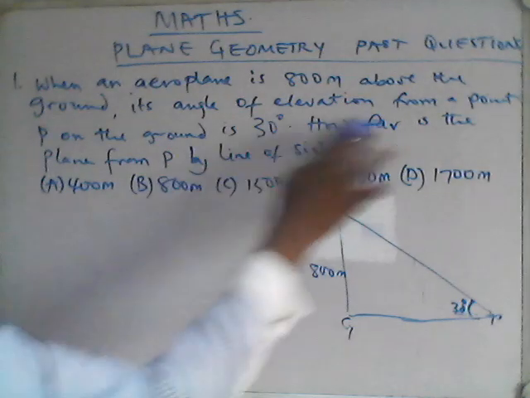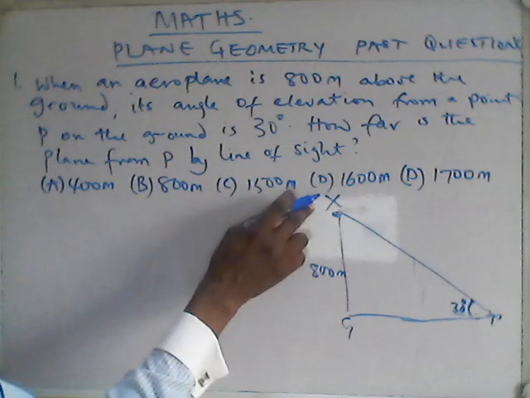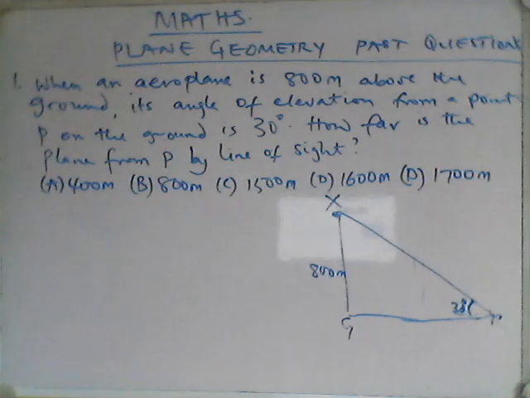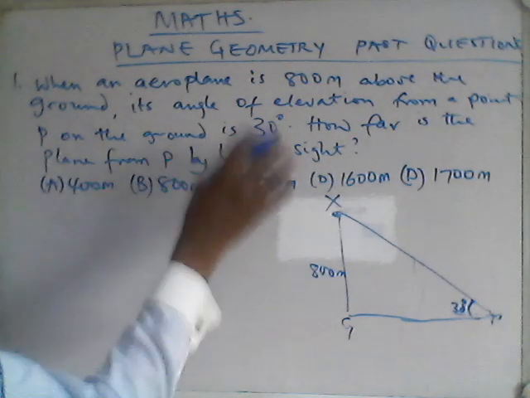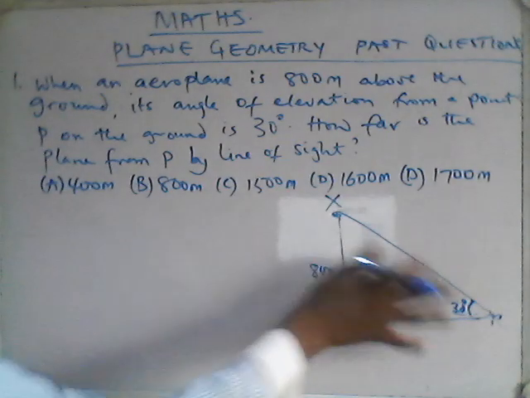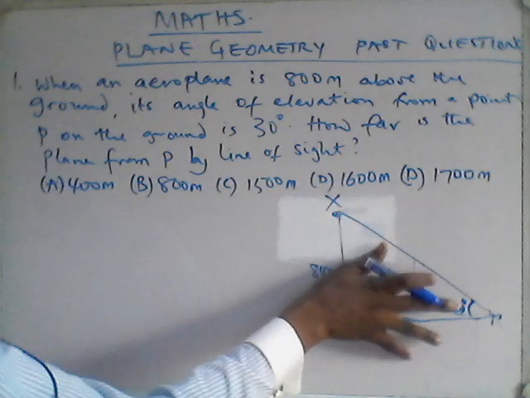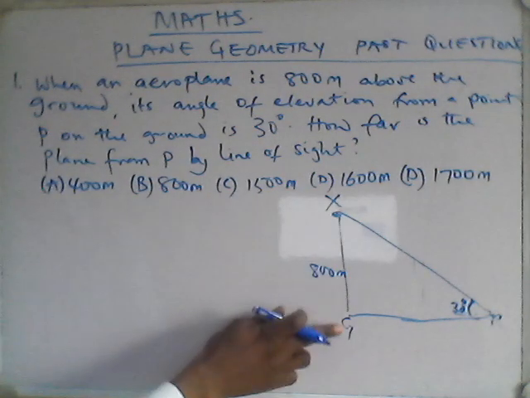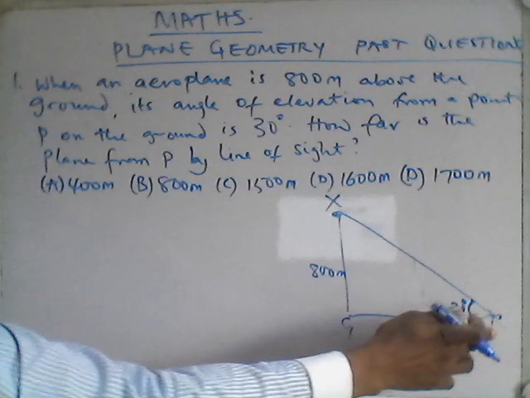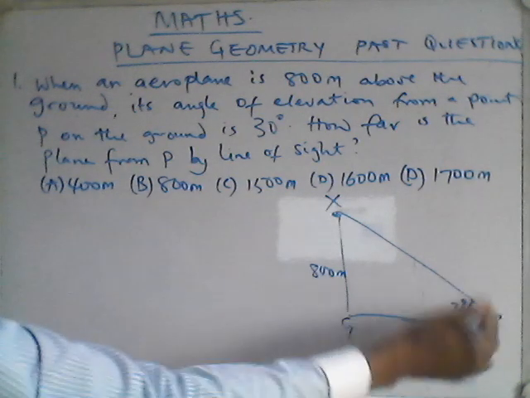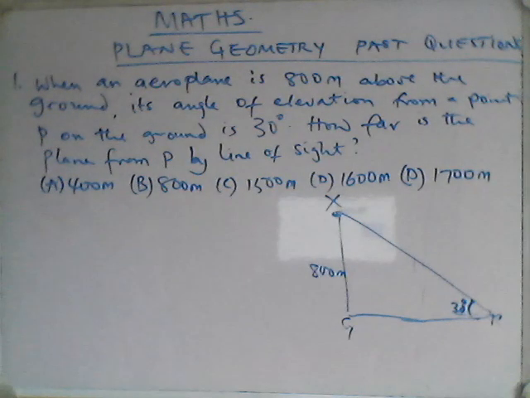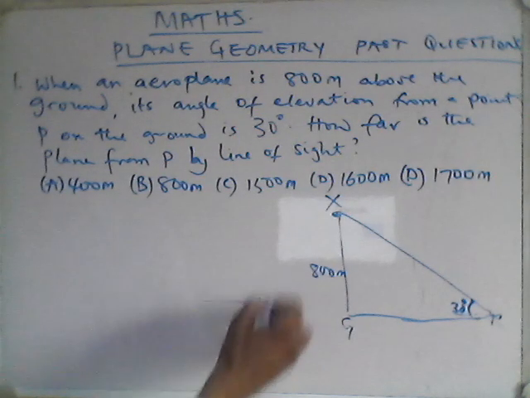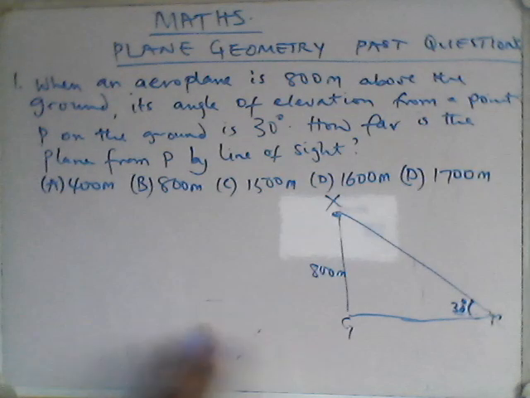So it says how far is the plane, that's point X, from P by line of sight. Line of sight means on a straight line. You see, so there are terminologies here that you are using to produce this diagram. So this diagram is the description of this particular story. This is the plane. Plane is 800 meters from the ground, G. And there's a point P. From that point, angle of elevation is 30 degrees. If it's depression, angle of depression is now, let's say this point P. Angle of depression is, you are looking at it down. You understand? But we are looking at angle of elevation from up.